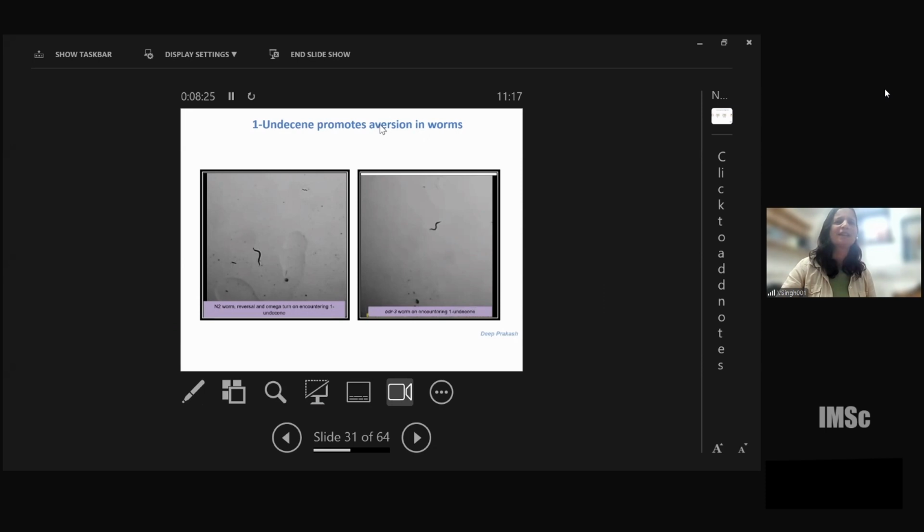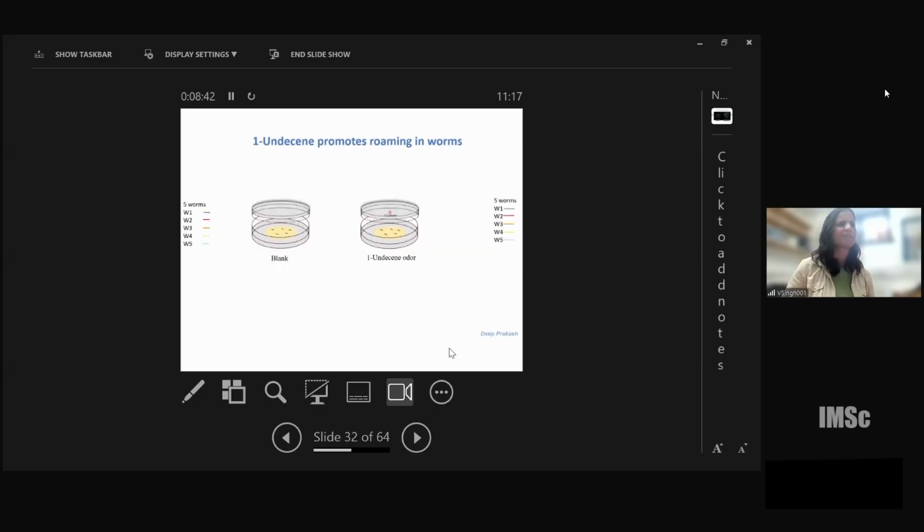The worm on the right is ODR3, and same experiment, except ODR3 didn't realize that there is an offensive chemical, and they pass through the liquid. So again, to reiterate, worms really need to smell to be able to avoid it.